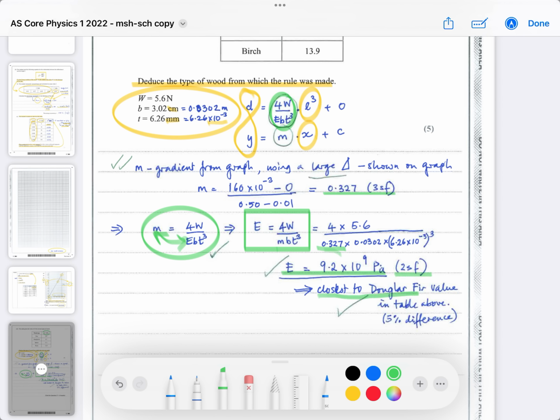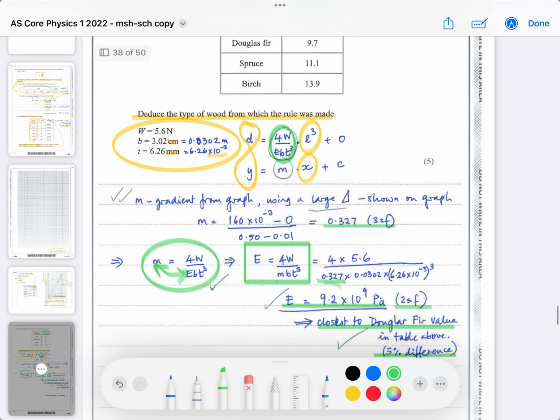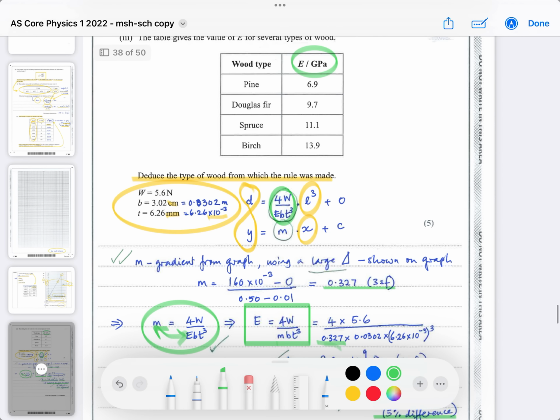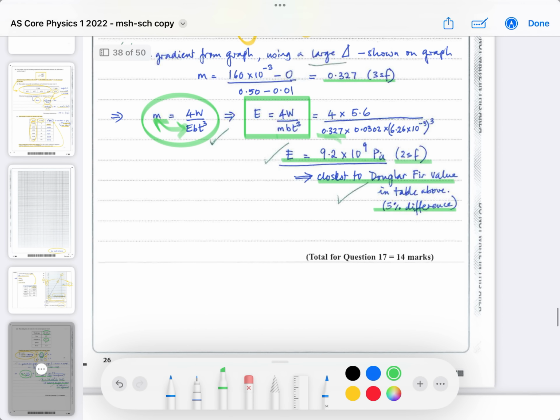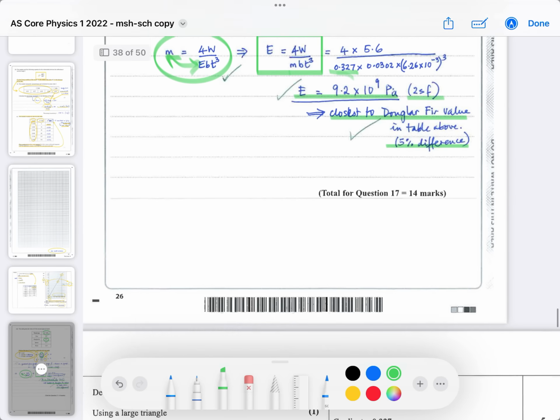It's closest to the Douglas fir value in the table. It's actually only a 5% difference, which is quite common to be 5% off when you're doing practicals, okay, because of the uncertainties in your measurements. Okay, so the closest is in the same range, Douglas fir. So you'd have to say that's what you think it most likely is.